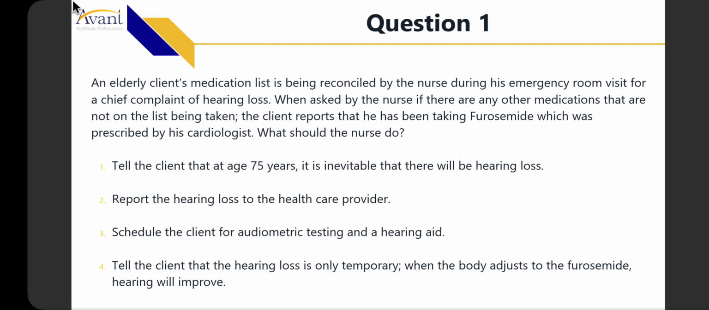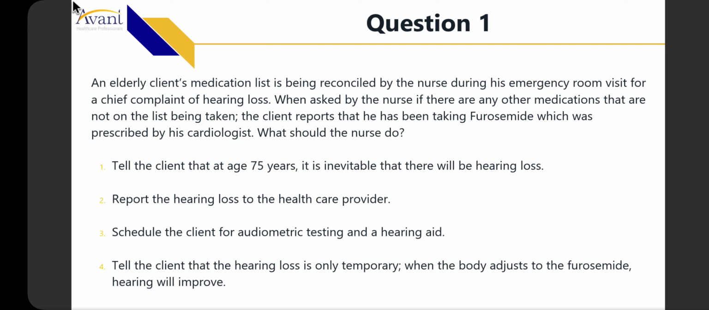Number one, tell the client that at age 75 years, it is inevitable that there will be hearing loss. Is that a yes or no, or true or false? Okay. So most of you are saying, no, it's false. You're right. That is not an expected outcome as we get older.